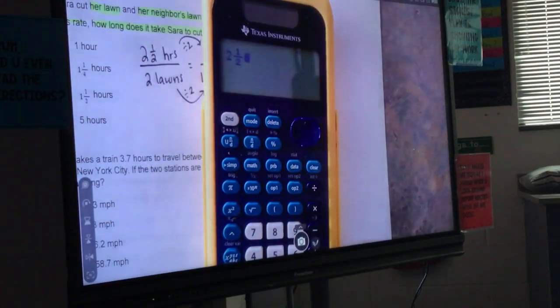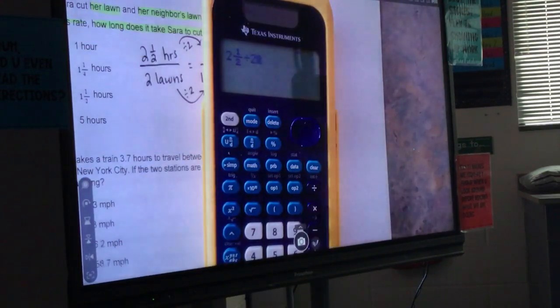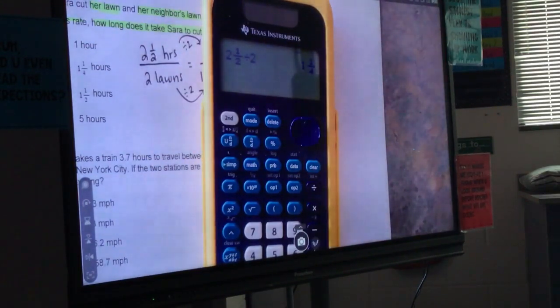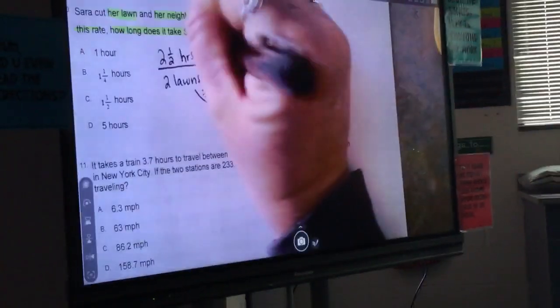All right, how many of you guys know how to do that already? Perfect. Okay, how many of you guys do not know how to do that? Everybody? Cool. All right, and then we're just going to divide by 2, which will give us what? 1 1/4. And that is our answer for this problem.